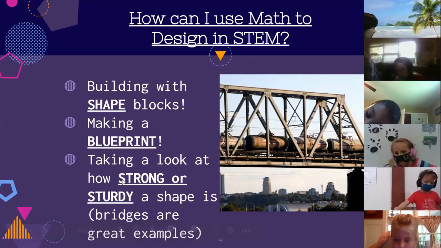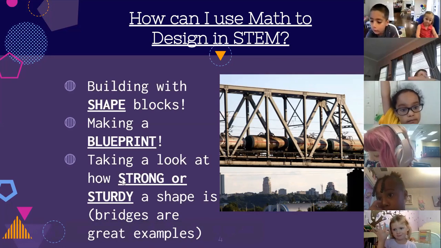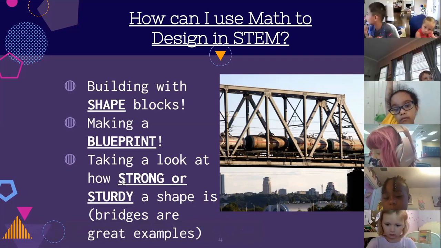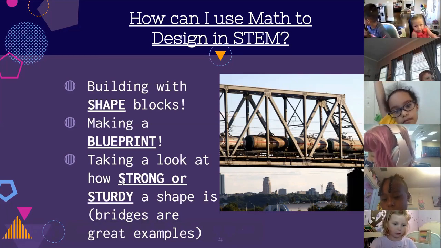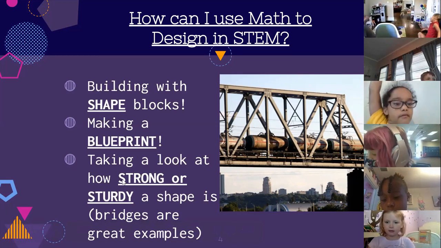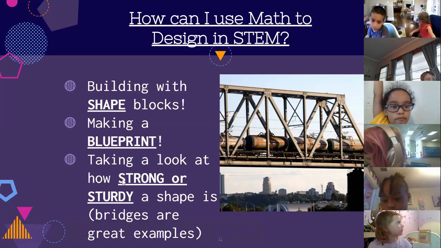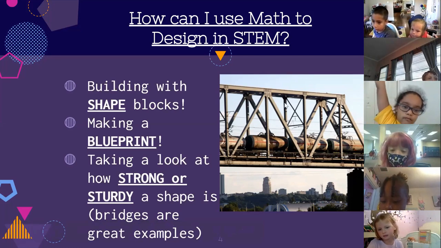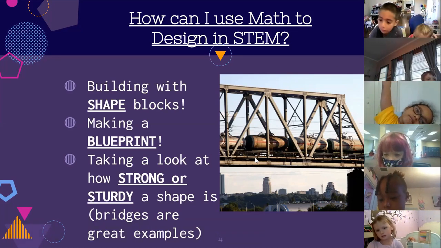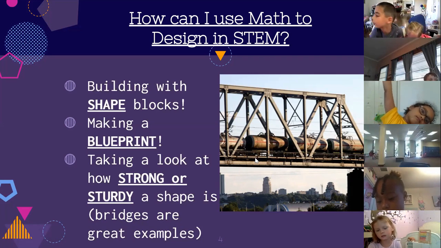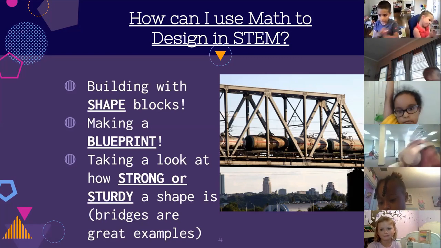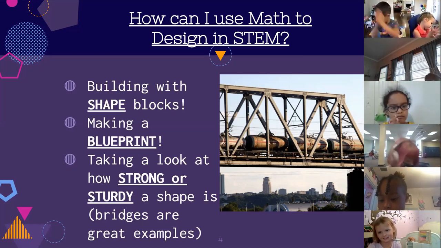Let's see. Let me go through. Lola, go ahead and unmute yourself. What do you see? I see a triangle. Yay! You see a triangle. You see the triangle right there. And triangles are so strong and so sturdy. Everybody give Lola a round of applause for picking out an awesome shape.